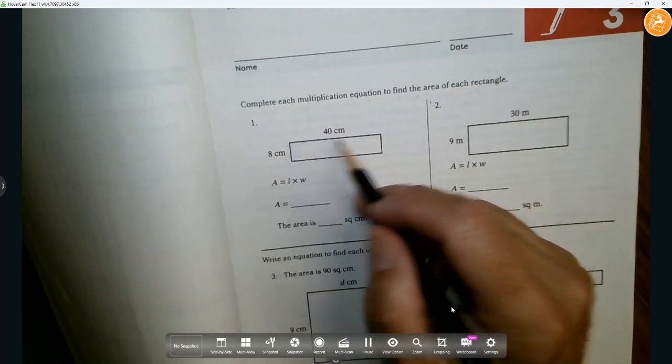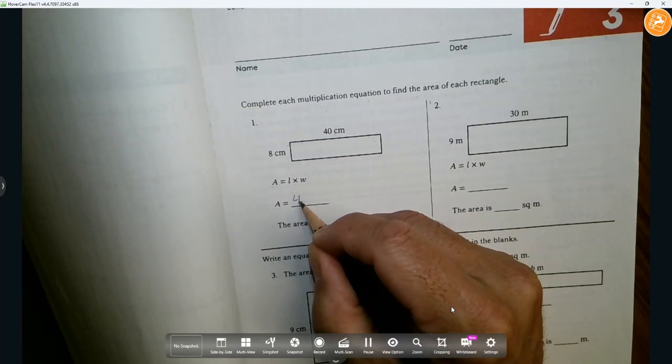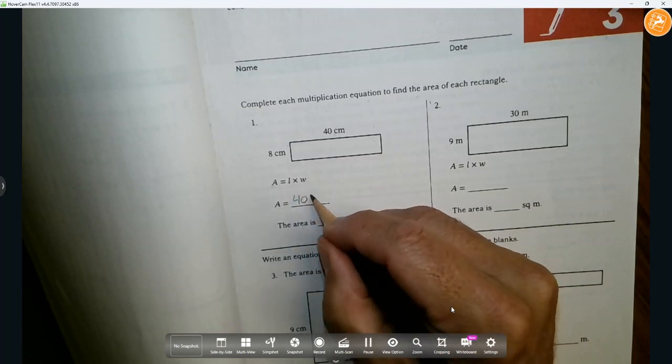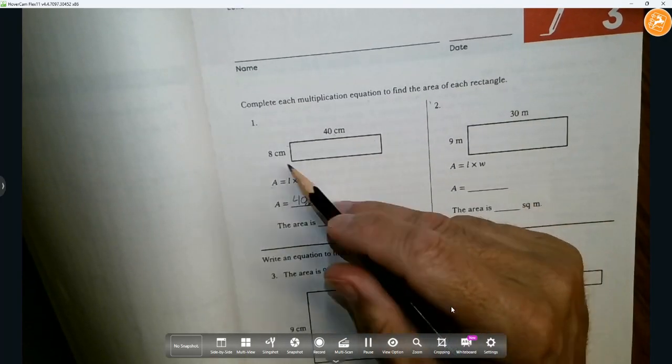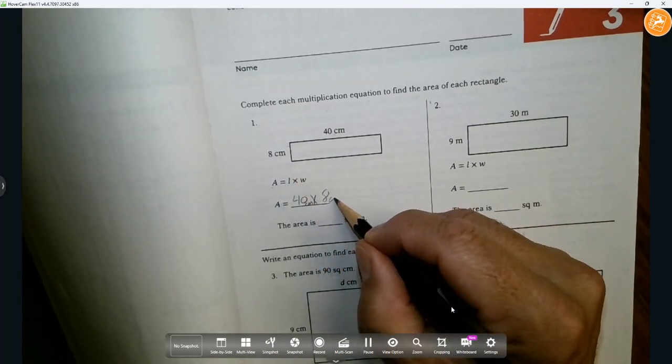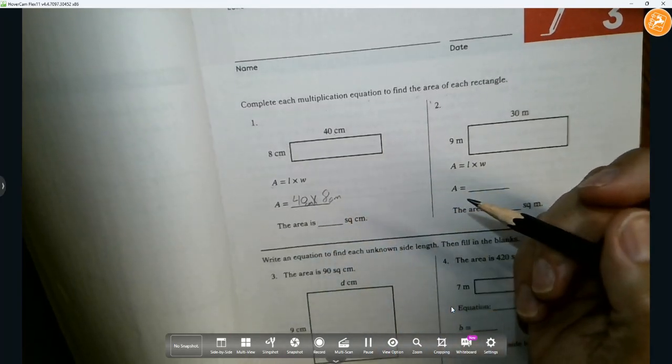All right. Our length across is 40, so we're going to put 40. Then we have an X. Remember, you need that centimeters down there. And then our width is 8 cm. So the area is, now we got to solve this.